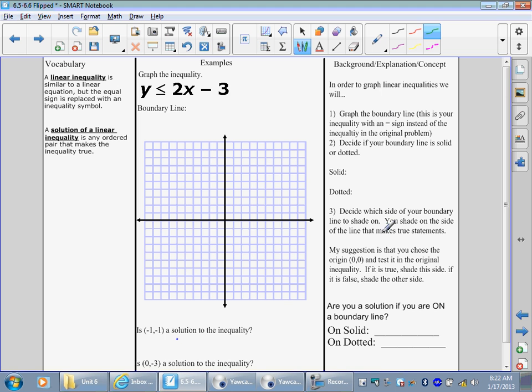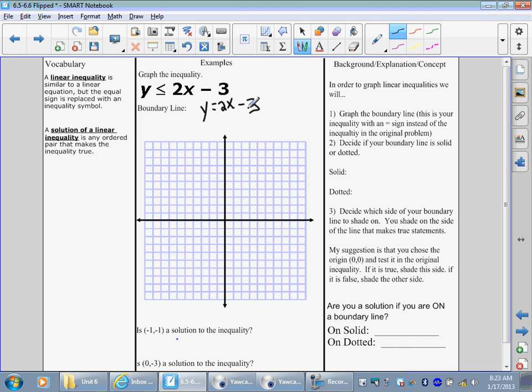And I give you some steps over here that we're going to follow. In order to graph linear inequalities, we will, first of all, graph the boundary line. Now, what the heck is the boundary line? Well, all you're going to do is take this inequality that we're given and make it an equation. So all I'm doing is replacing that symbol with equal. And that's my boundary line. So that's the first thing I need to do. I need to graph the boundary line.